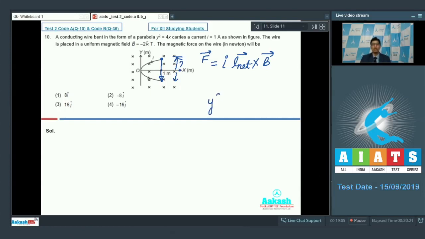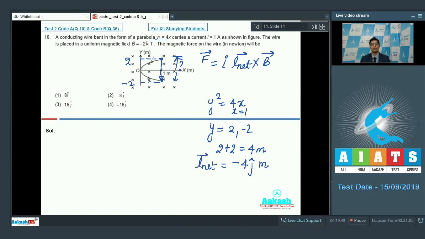Now we know that the equation of this parabola is y square is equal to 4x from the question, and the coordinate of this particular point is x equal to 1. If we substitute x equal to 1 in this equation, we get y equal to 2 and minus 2. Therefore the y coordinate of this point should be minus 2 and of this point should be 2. The length therefore that we have to calculate would be equal to 2 plus 2, that is equal to 4 meters. Therefore the L net for this particular question is equal to minus 4 j cap meters.